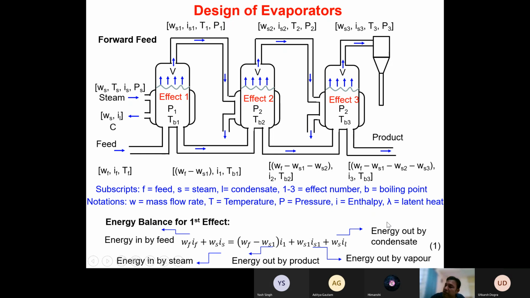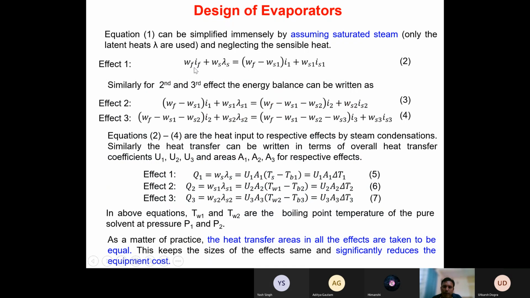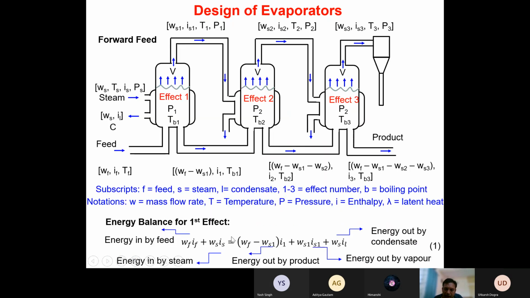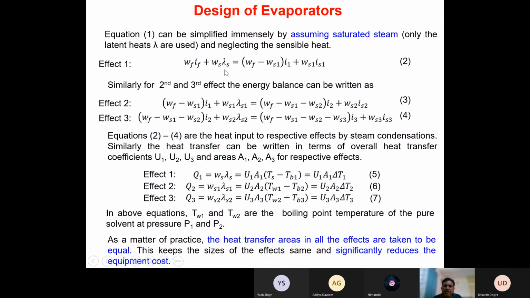But this equation can be further simplified if you assume that the steam is a saturated steam. Okay, so if you assume the steam is a saturated steam, this WS1, if you assume that it's a saturated vapor, with that assumption, this entire equation gets simplified significantly. So that's what we have seen here. So WF, I have this term remain as it is, but you can see that the second term, WSIS, instead of IS, we are multiplying a latent heat of steam. Okay, because we are assuming that this steam is a saturated steam. So WF plus IF plus WS lambda S, this is the energy coming in.